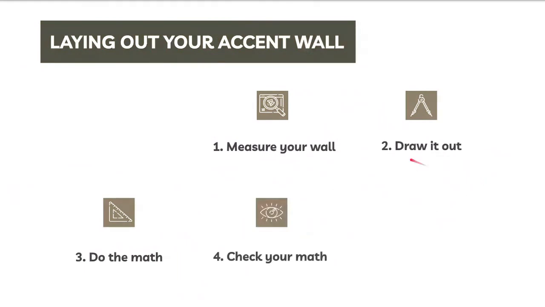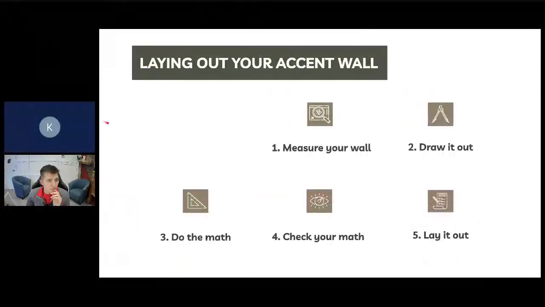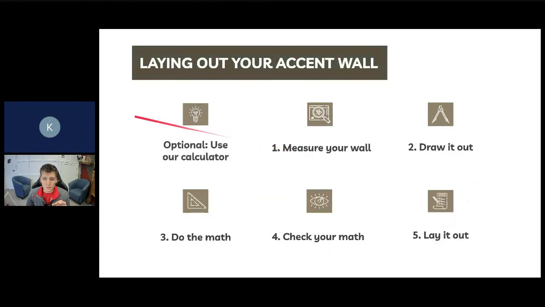You want to check your math, right? Measure twice, cut once. That's not what I say. I say measure 5 or 6 times, cut once. You really want to check you got it right the first time, because once you start cutting, you don't want to be gluing boards back together. And then lay it out. And what I mean by lay it out is that we're actually going to lay it out on our wall so that you can see exactly how it's going to look on the wall. And another option is to use our calculator. That one will help you get started.